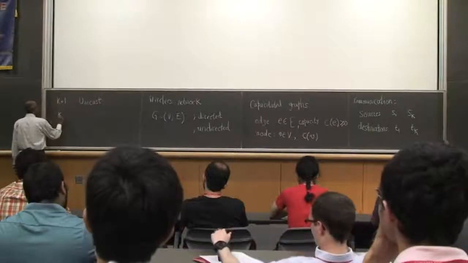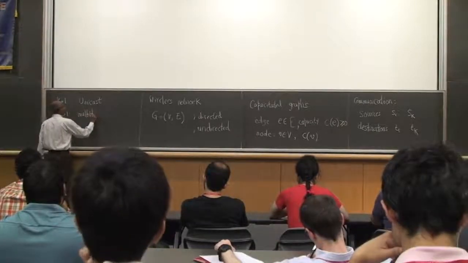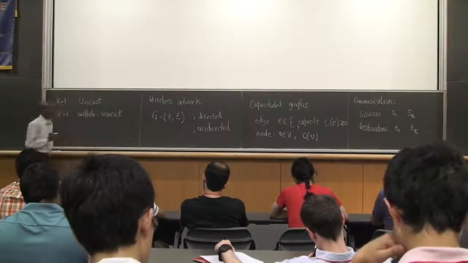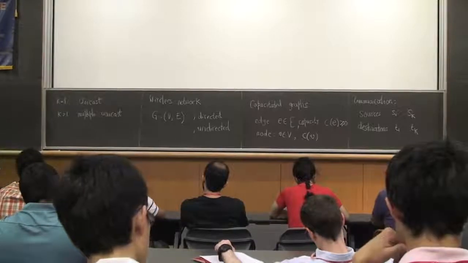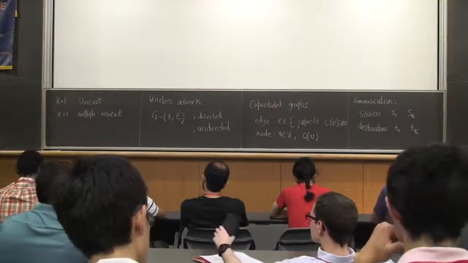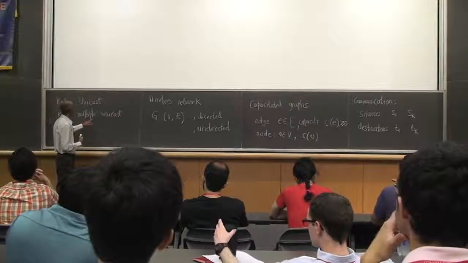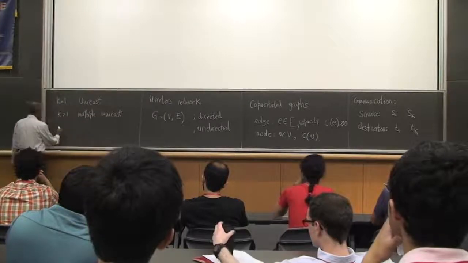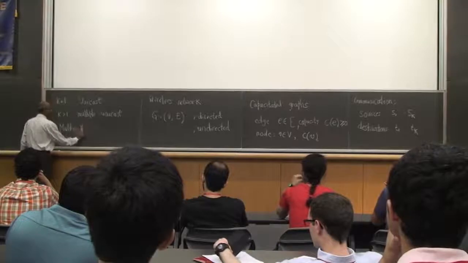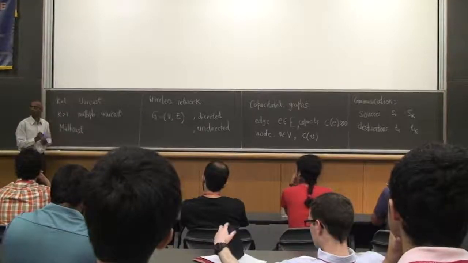For k more than 1, it's the so-called multiple unicast setting. So there are source destination pairs, and there are multiple of them. Maybe I can even ask a question. I'm sure you've all heard of this thing called multicast. How is this related or different from multiple unicast?